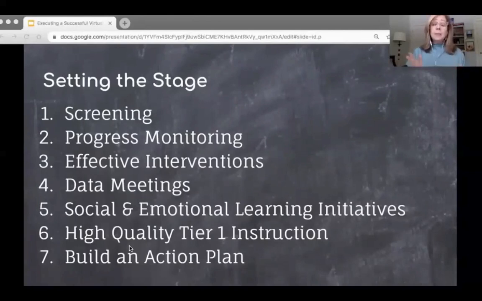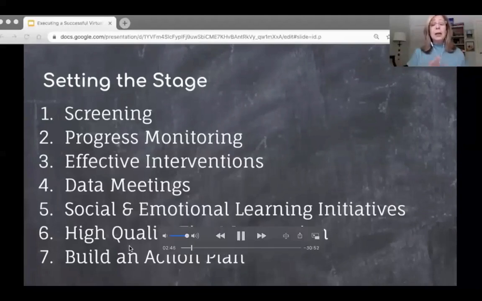And speaking of best practices, having high quality tier 1 instruction is essential to executing powerful instruction that is flexible and works well in a virtual environment. And last but not least, we will look at an action plan that brings it all together.